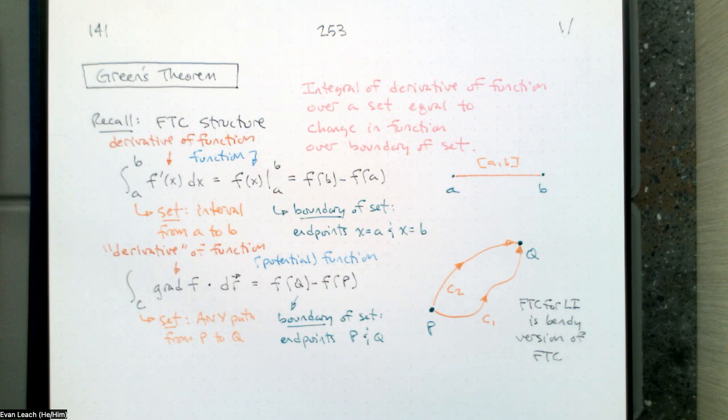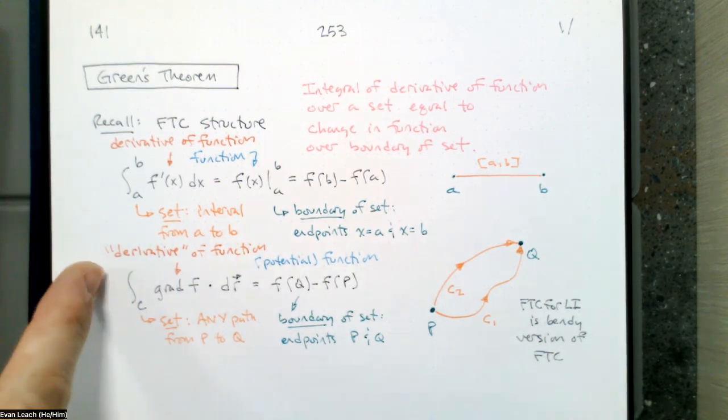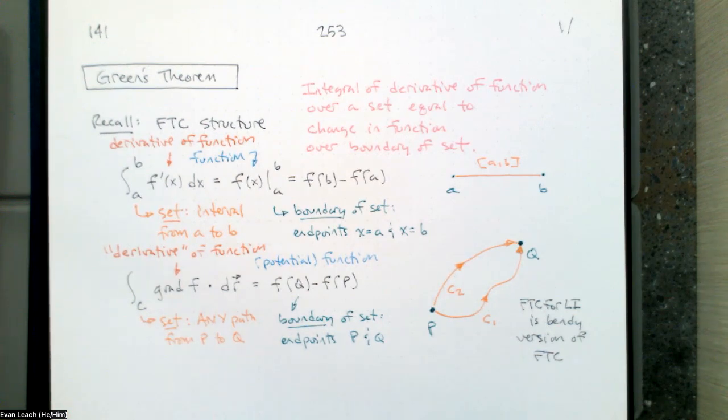When something is called a fundamental theorem of calculus, this is the structure that you're going to want to look for. You're going to want to look for a derivative of a function. You're going to want to look for a function. You're going to look for a set, and then the boundary of the set. So let's talk about me being all fishy and calling the gradient the derivative of the function.